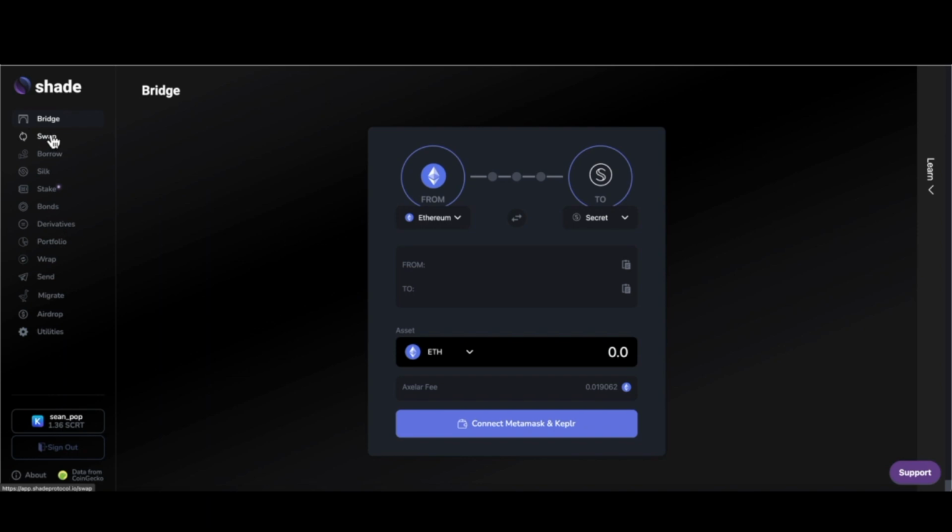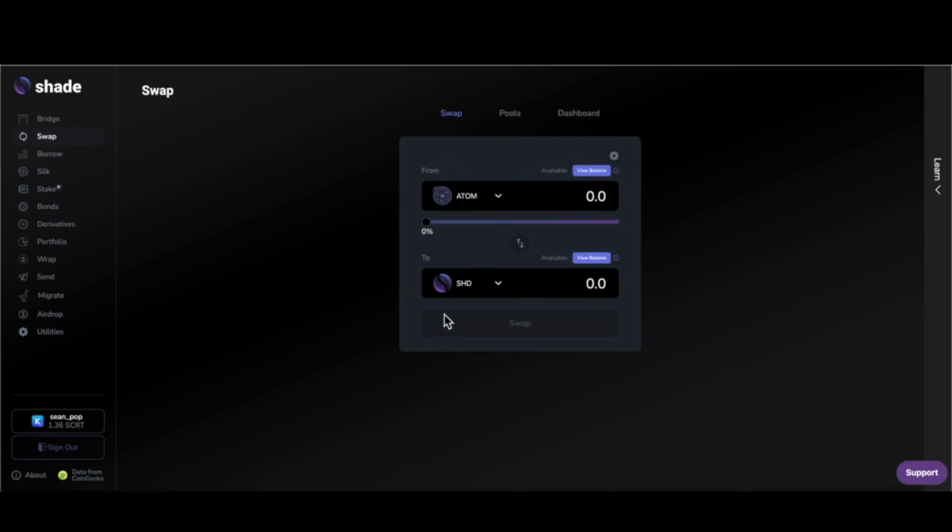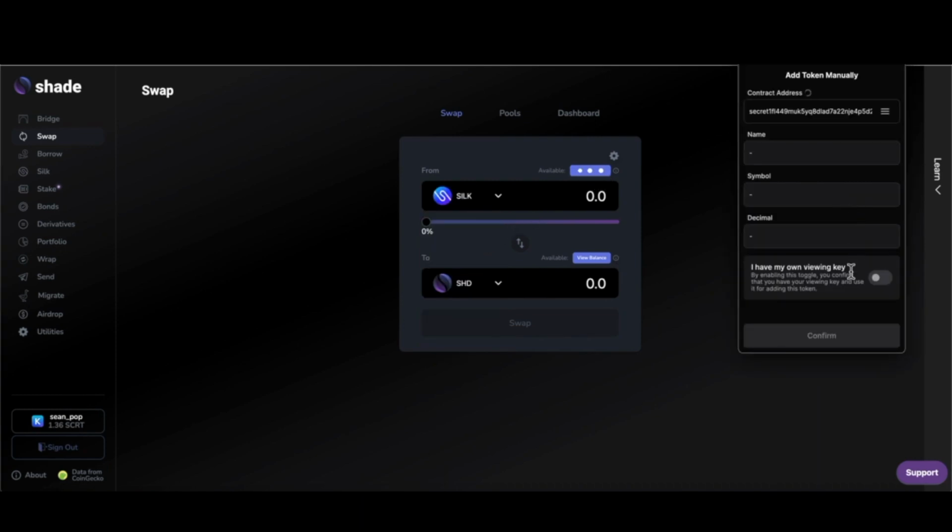The second option on the navigation is swap. This allows you to swap or trade different assets. And it's important to note that anytime you move a new asset onto ShadeSwap or acquire a new asset via trade, you'll need to generate a viewing key. It's the prompt with this little button here.